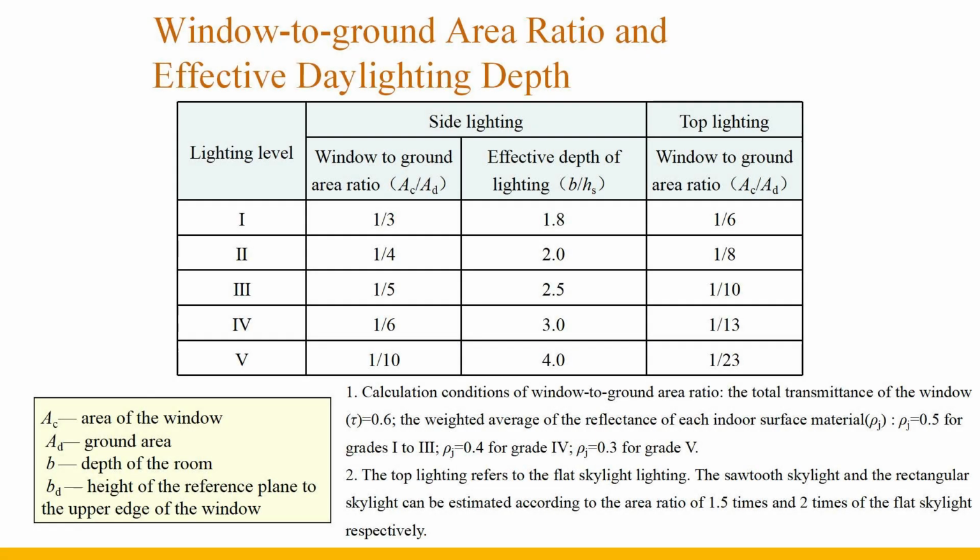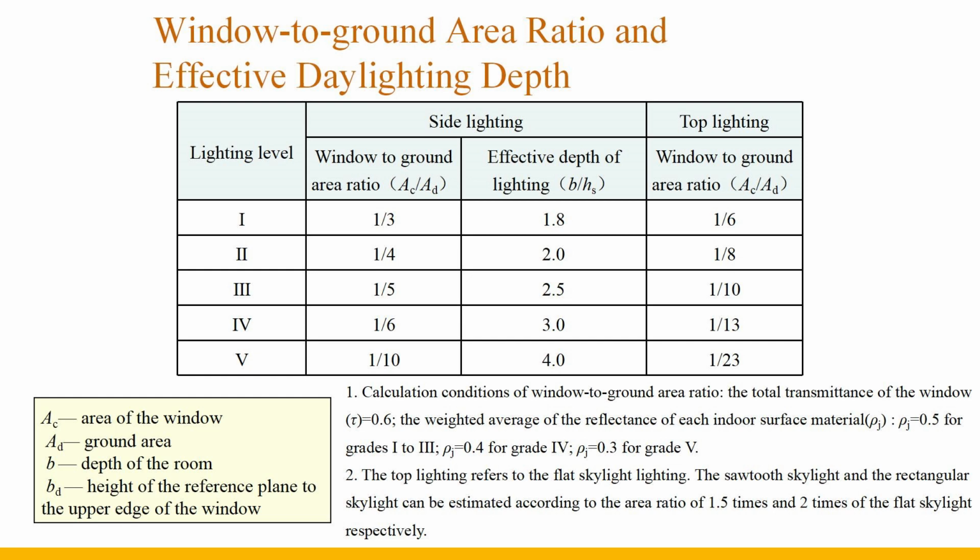In the design of the lighting, the window-to-ground area ratio and the effective daylighting depth are used to estimate the window opening area. The window-to-ground area ratio of civil buildings and industrial buildings is specified as a unified value. The effective depth of lighting is equal to the ratio of the depth of the room B to the height of the reference plane to the upper edge of the window HS.